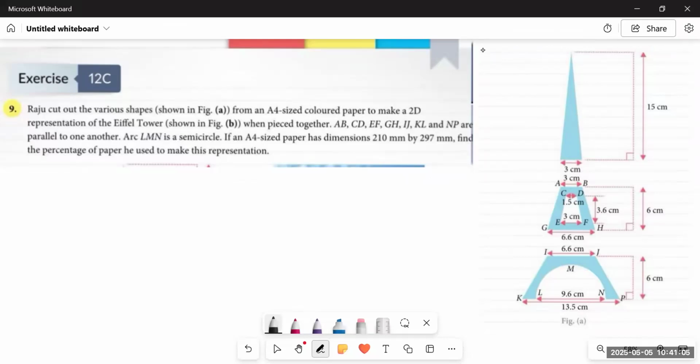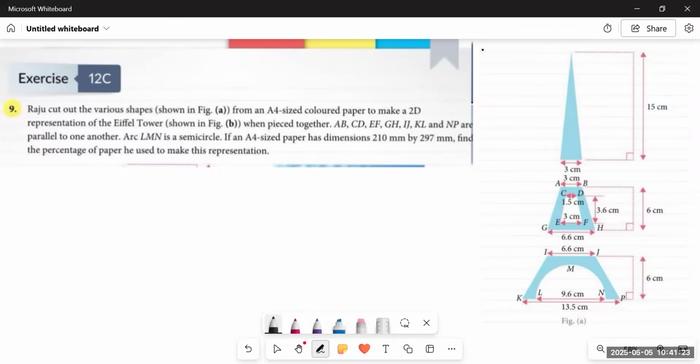Today we are going to do question number 9 and onwards of exercise 12C in New Syllabus Mathematics Book 1. We have already completed till question number 8 of this exercise. If you haven't watched the video until then, you can check out the description box, where you'll find the link to it.